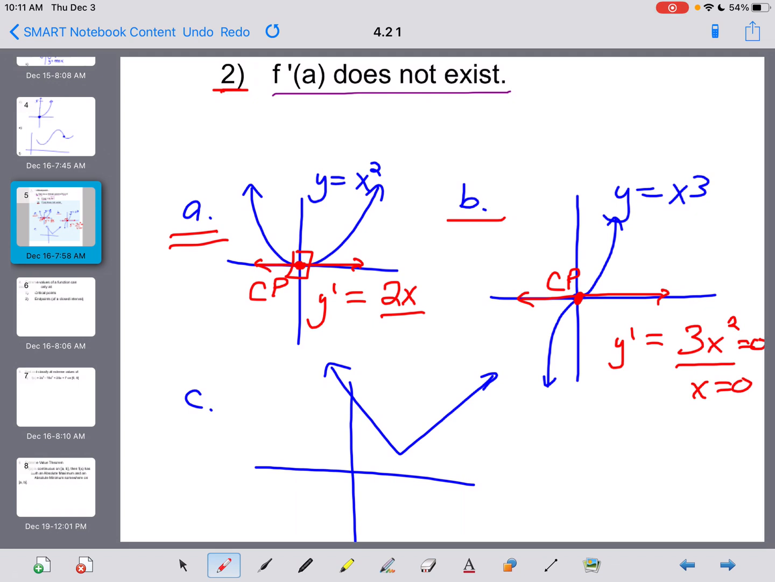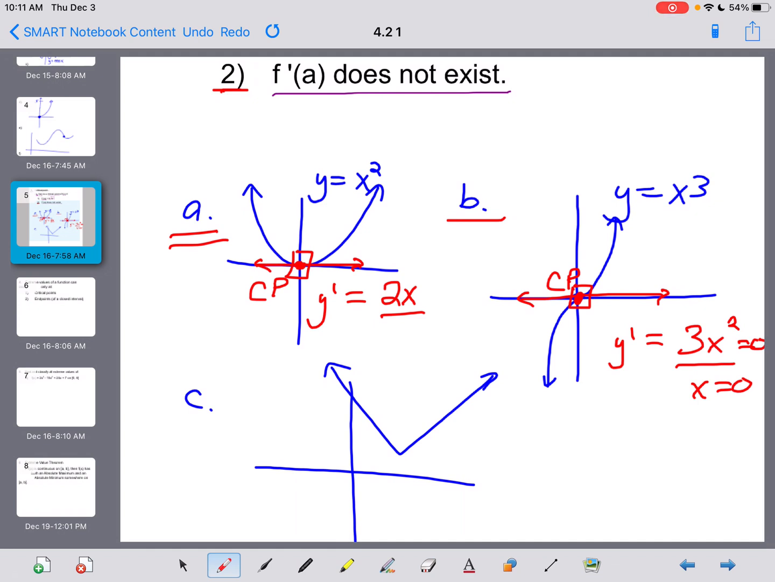But in B, our critical point right here at the origin is neither a maximum nor a minimum. It goes down as the function moves left, and it goes up as the function moves right. So what those two examples side by side should show you is that a critical point can give you an extreme value, or can occur at an extreme value, but it doesn't have to. And we'll talk more about that in just a second.